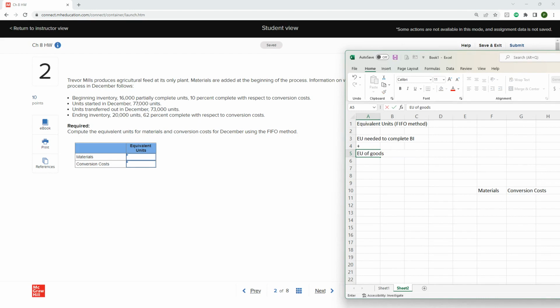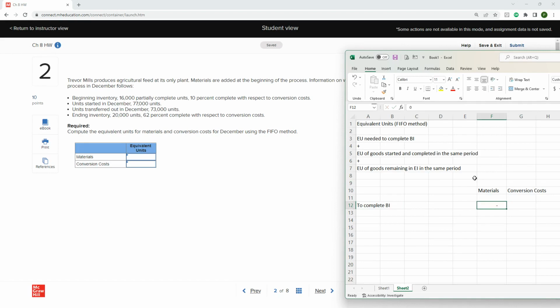And then we're going to look at the equivalent units of the goods remaining in ending inventory. And we're going to calculate equivalent units based on materials and also in respect to conversion costs. So for the first number, to complete beginning inventory, for materials, remember that those 16,000 units were already 100% complete with respect to materials. So for this month, we don't have to add any more materials.